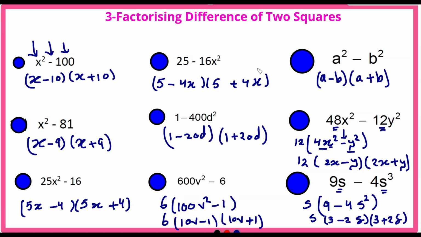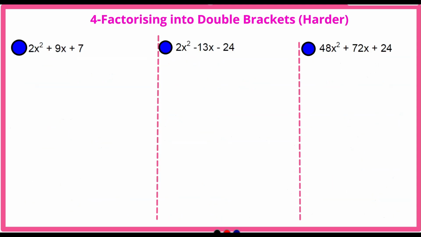Okay, so this was factorizing difference of two squares. You need to spot it. It's so easy, but you just need to spot it. That's all to do with square numbers. Now the last one here is factorizing into double brackets. This is a bit harder one. It's harder because there is a value before x squared. We call it the coefficient of x squared. So if you look here, there is a value before x squared.